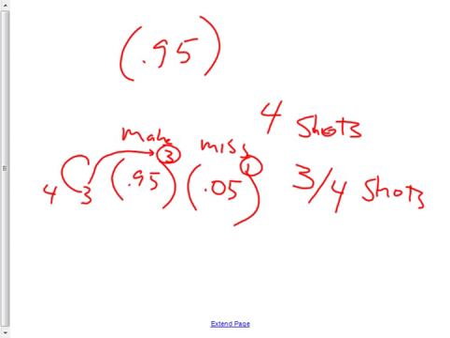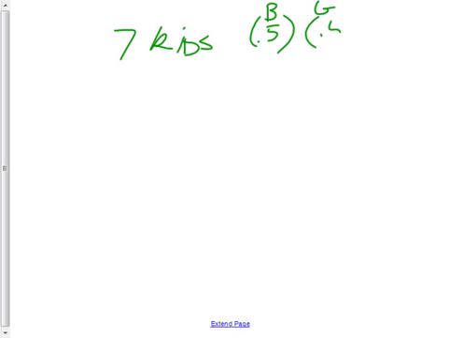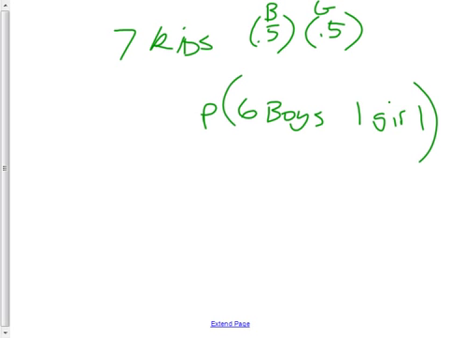Another example of a binomial is, let's say that somebody's going to have 7 kids in their family. And let's say that it's a 50-50 chance of boy and girl. What's the probability they're going to have 6 boys and 1 girl? And that can be in any order.